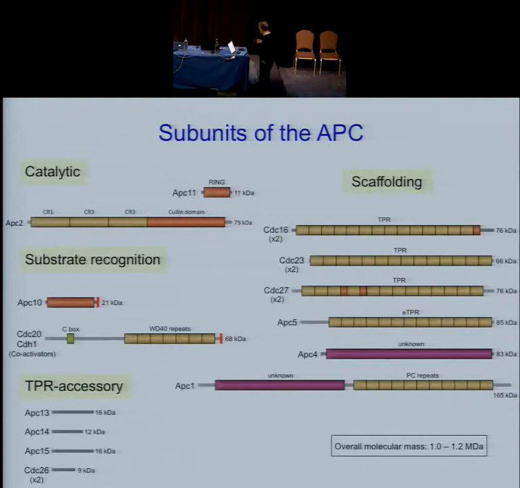Many of these scaffolding subunits are structurally related. There are 3 so-called TPR subunits, CDC16, 23, and 27, which are based upon a very simple architecture of multiple contiguous copies of a 34 amino acid repeat called the TPR repeat, or tetratricopeptide repeat. There are 3 of these subunits, and a 4th one which has an atypical TPR motif. Then there are smaller, so-called TPR accessory subunits, which function to stabilize the structure of the TPR subunits and to mediate inter-TPR interactions. These small subunits have no defined structure. They are disordered in solution in isolation, but we assume they adopt some structure when bound to the TPR subunits.